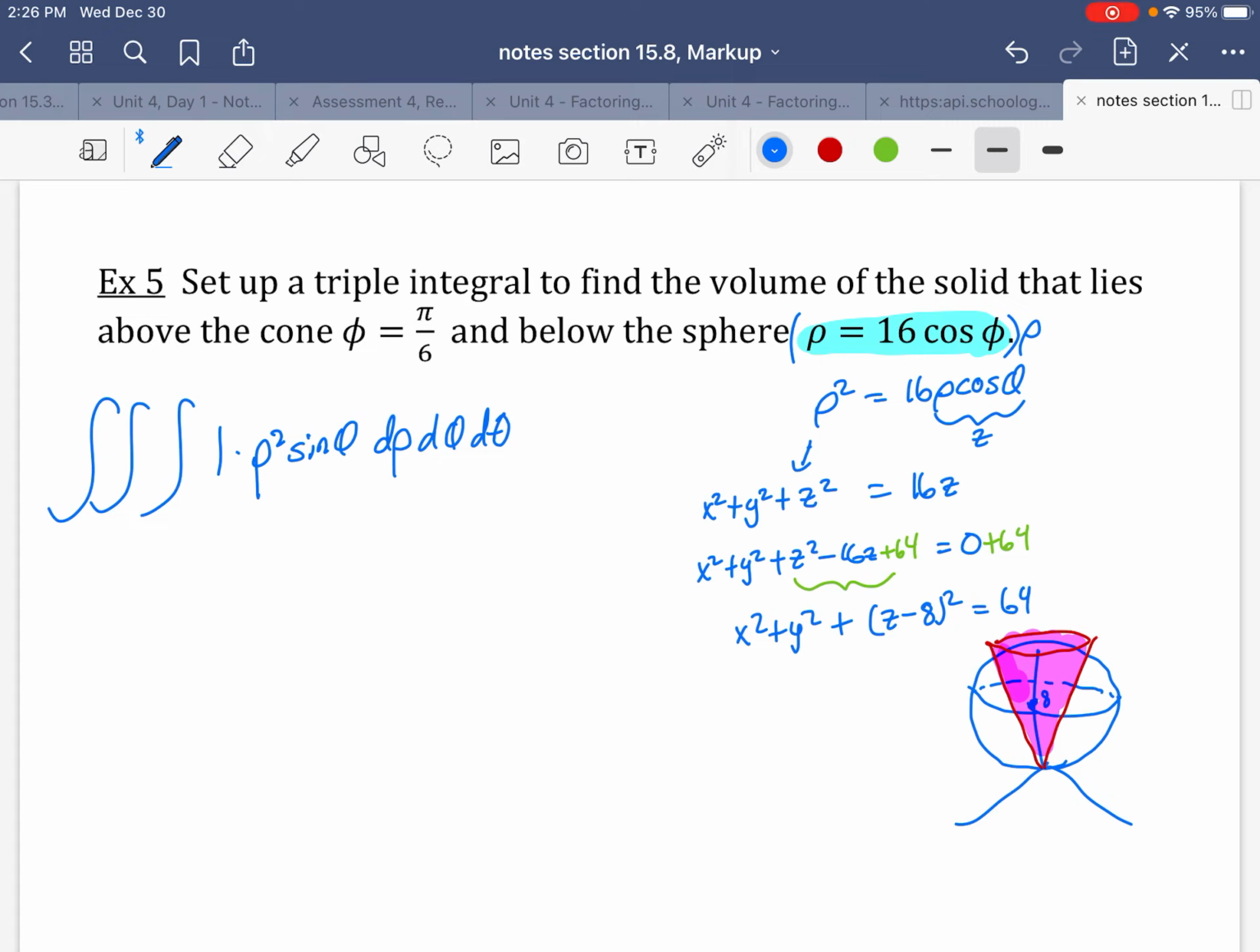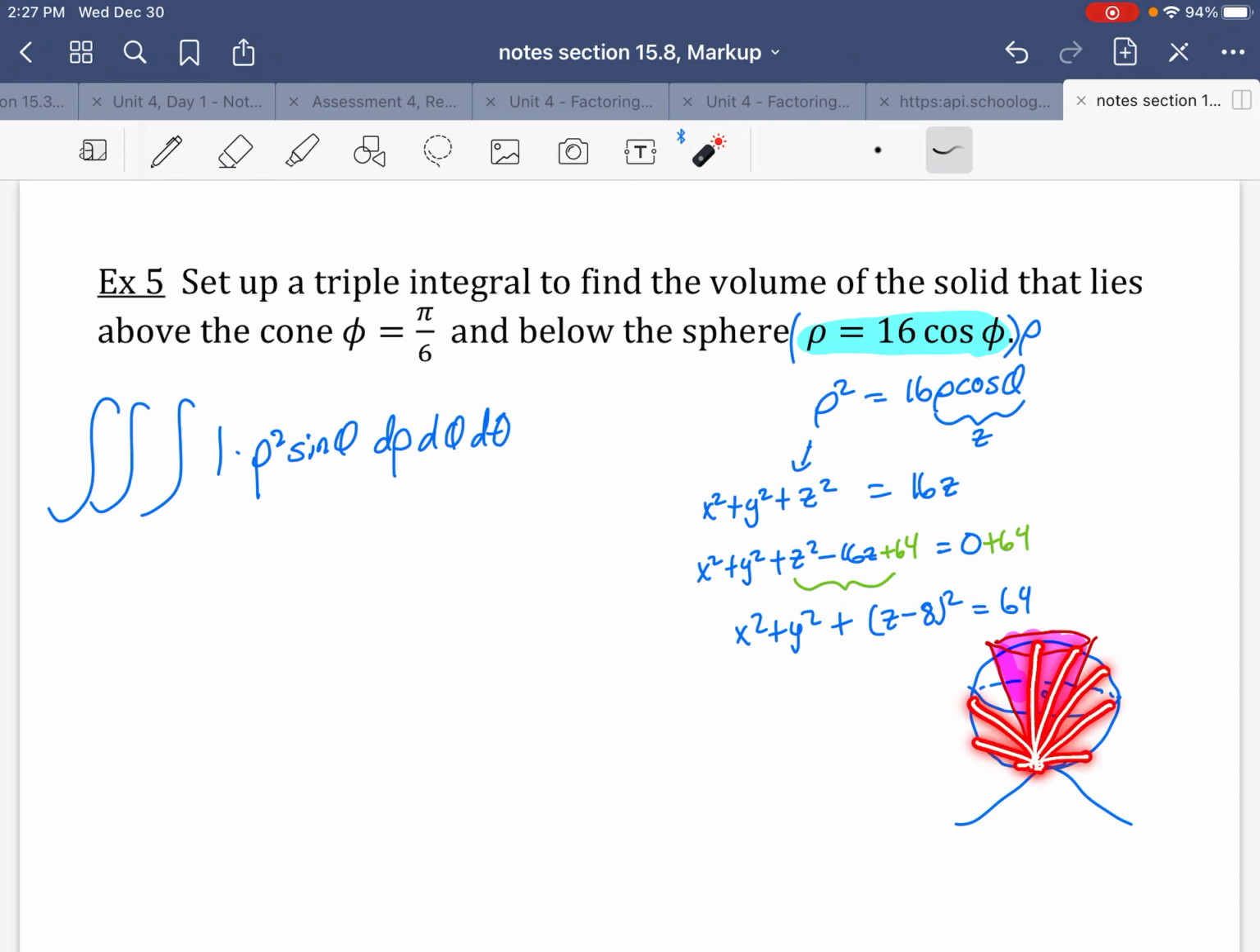So when I'm doing my rho, I am going from the center, from 0 all the way up to this circle right here. I'm not going out to the circle that way, because of the sphere, but I'm going from 0 up to the circle. I'm only going to stay within that cone, but eventually I'm going to block myself off to stay on this cone right there. So I'm going from 0 out to the outer edge of my sphere.